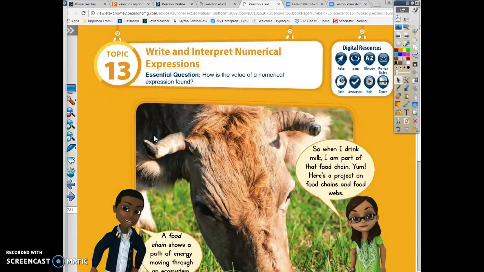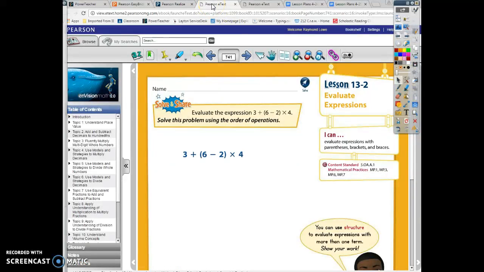Welcome back, everybody. This is Mr. Lowe again. We're continuing with topic 13, writing and interpreting numerical expressions. And once again, we are working on lesson 13.2, which is evaluate expressions. Evaluate simply means solve, and we're going to solve these expressions using our order of operations.